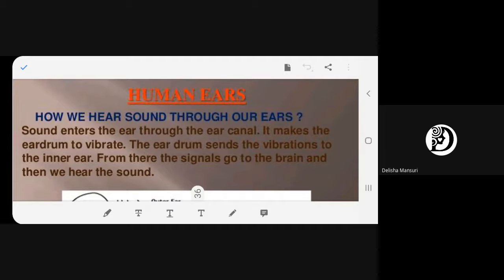Yes, better, start. Sound enters the ear through the ear canal. It makes the eardrum vibrate. The eardrum sends the vibrations to the inner ear. From there, the signals go to the brain, and then we hear the sound.